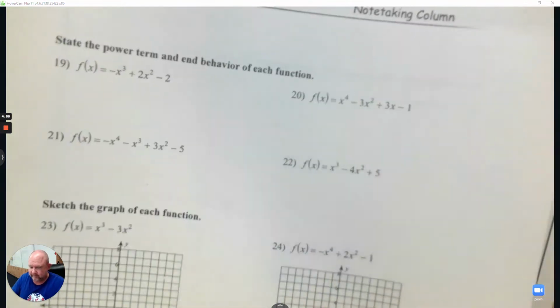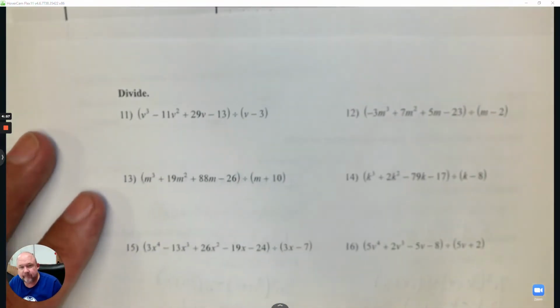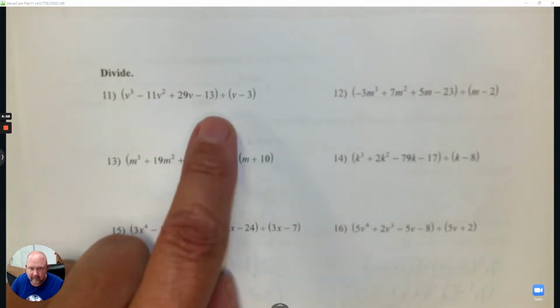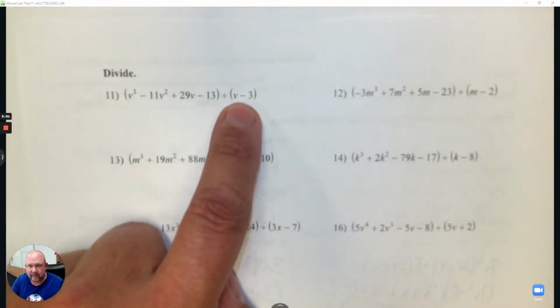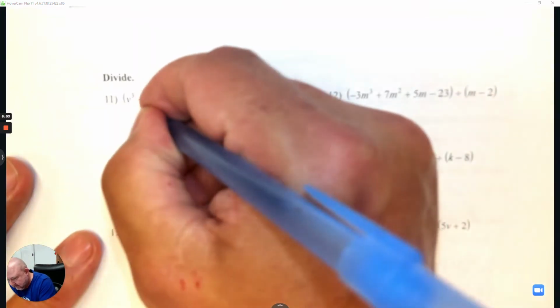Divide. If it's a simple divisor, simple linear, then I'm going to use synthetic.